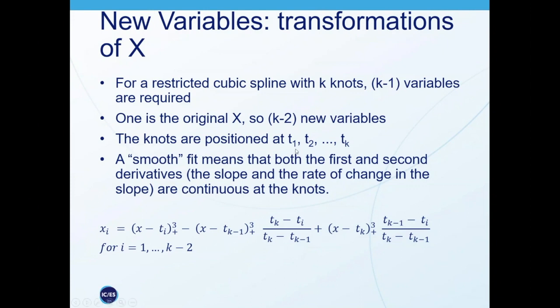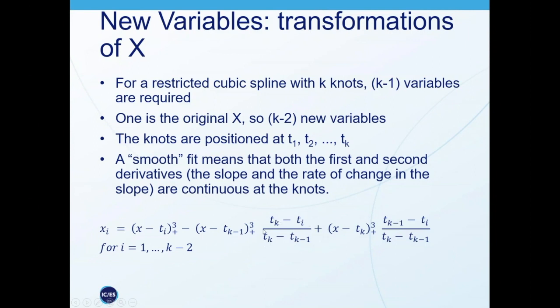If our knots are at T1, T2, up to T5, if you've got 5 knots, you will have to calculate 3 new variables using this equation here. What is this equation doing? Well, you can see that it's got a cubic term. It's got lots of cubic terms. So you can see that we're going to be fitting some sort of cubic polynomial. These complicated looking fractions here are what ensure that where the curves meet, they meet smoothly.